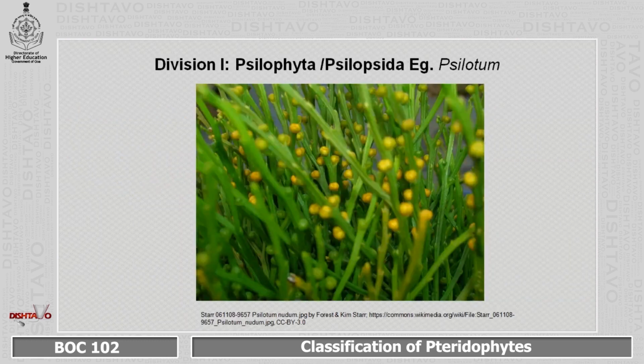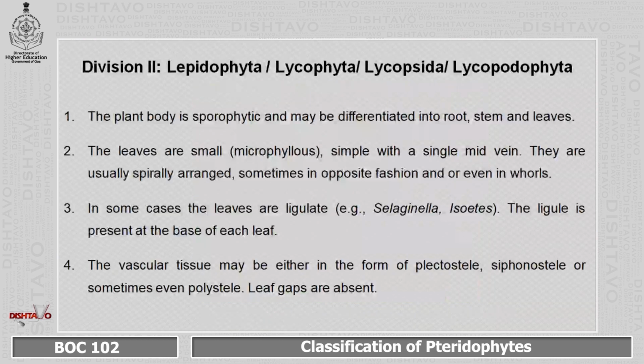This plant seen here in the picture is Psilotum, which is a living member of Xylophyta. The green part is the erect aerial shoot, while the yellow structures seen are the synangia or the spore producing homosporous structures. Next division, that is Lepidophyta.